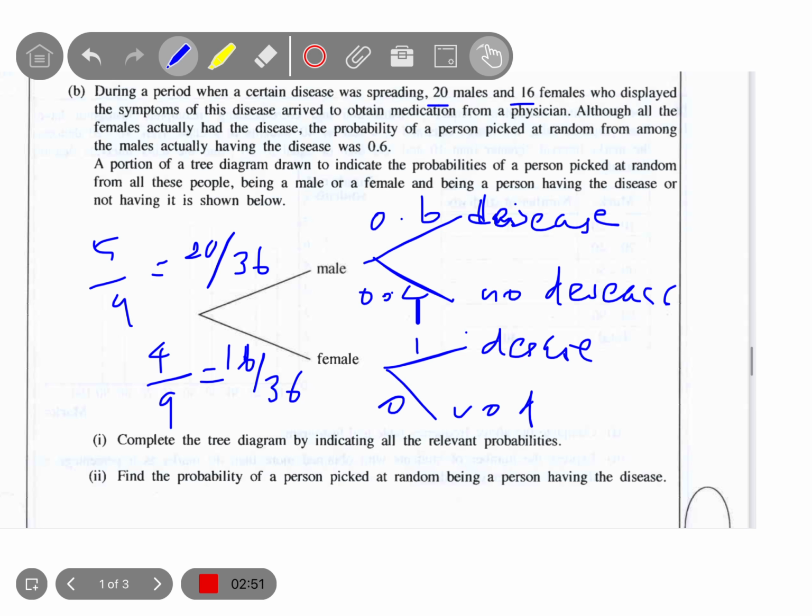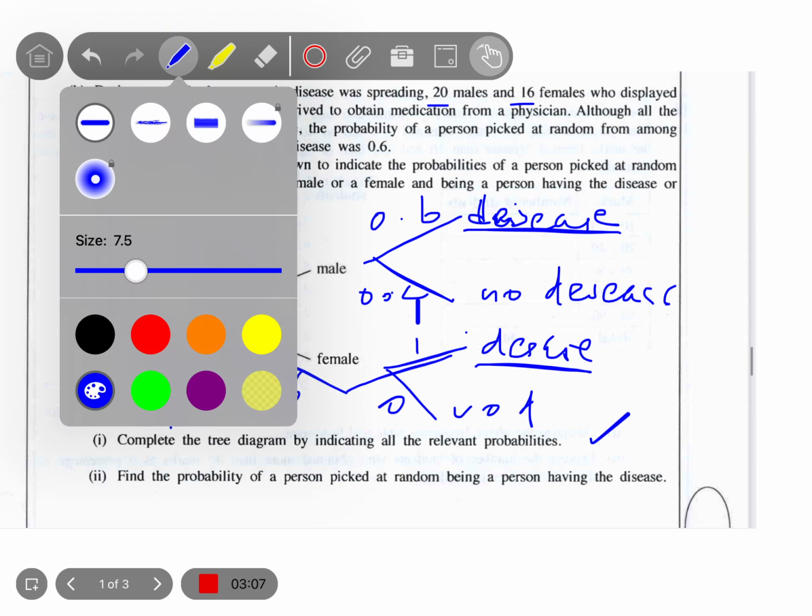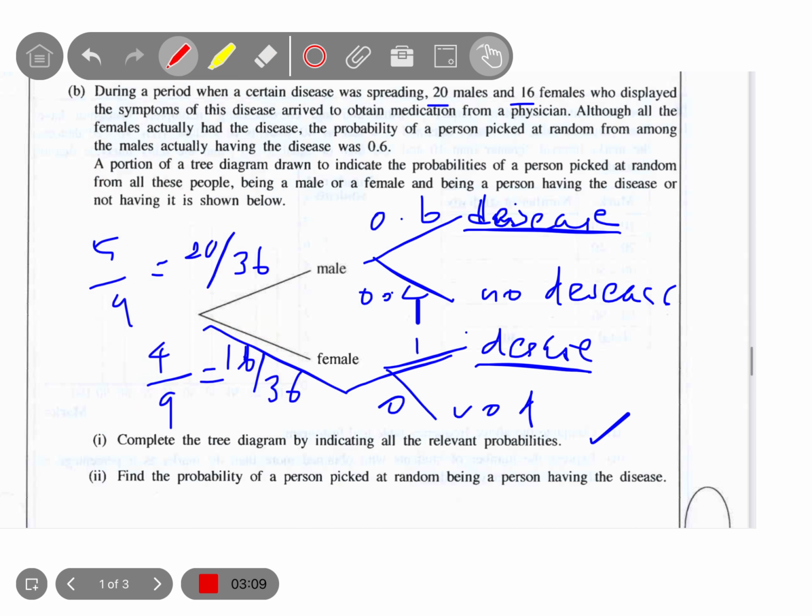Right, then the second part of the question says, so the complete the diagram part is done. The second part is find the probability of a person picked at random being a person having the disease. So this part as well as this part. So you have to go here to here. Let me draw that in red to be clear. Being here and here, here and here. So those two arms you need to multiply and add up.